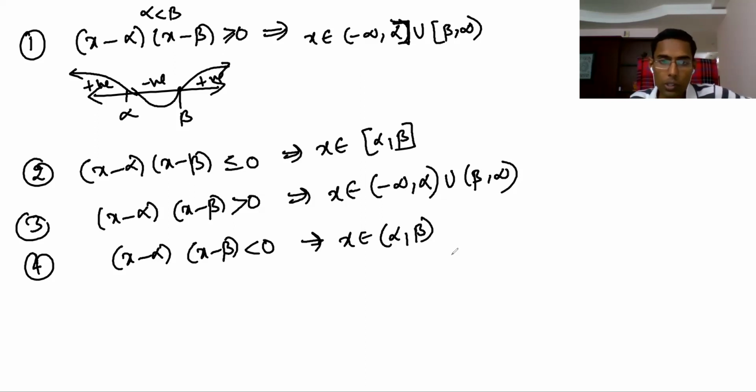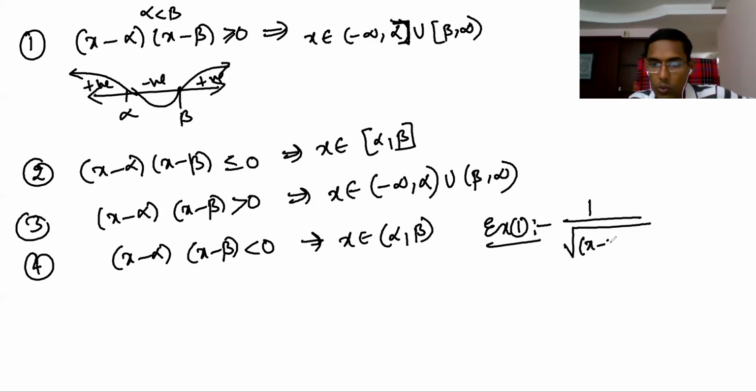Okay, so for example, let's say here I have 1 by under root of (x - 1)(x - 2), somebody asked this one. Its domain I need to find out. So how do you find its domain?